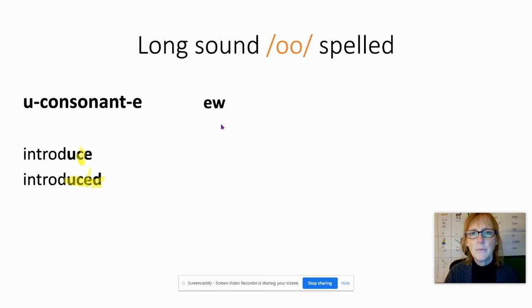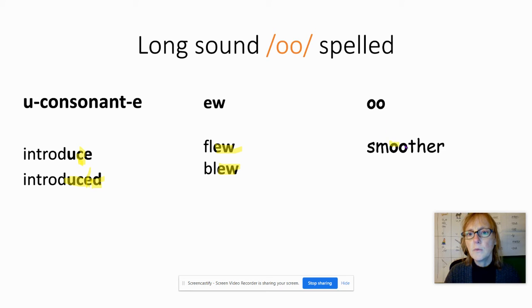Then the long oo sound is also spelled EW, as in the word flew. The bird flew past my window, EW. Or the wind blew the leaves off the trees, EW. That oo sound, long oo sound. And the other way, of course, is with the double O.